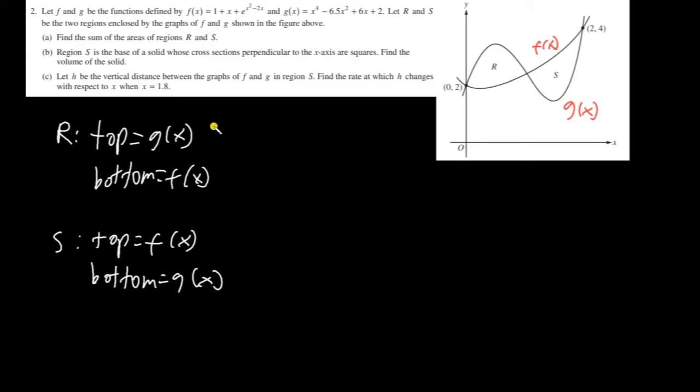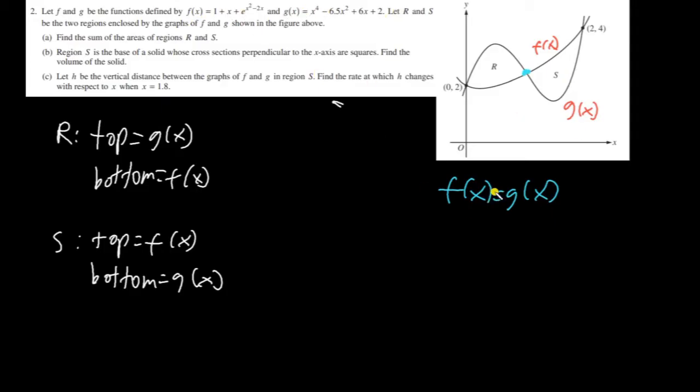Okay, so if we want to set up the integral, the next thing we have to ask is, okay, what is this point here? Because they don't label this point for us. What is the point where this graph and this graph intersect? Because that's going to tell us where R and S meet, where one region becomes the next. Okay, so we need to find the coordinates of this point. And we're going to do that by setting f of x equal to g of x.